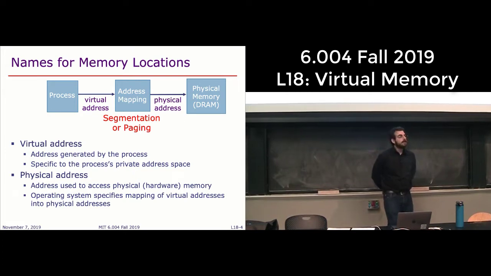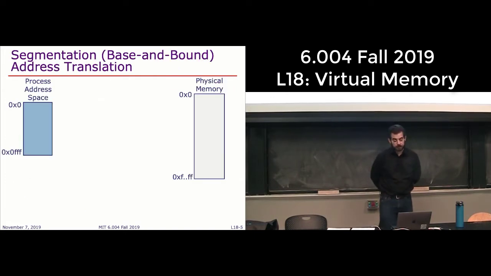So there are two techniques that we're going to see, segmentation and paging. Segmentation is the simplest technique, so we'll start with that one. So essentially segmentation, which sometimes is called base and bound address translation, works as follows. You have the address space of each process, and the address space starts at address 0 and goes up to some address. In this case, it is hex FFF. So there's 12 bits of address space. There's basically 4 kilobytes.